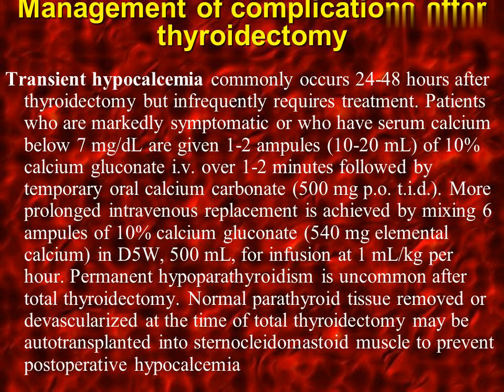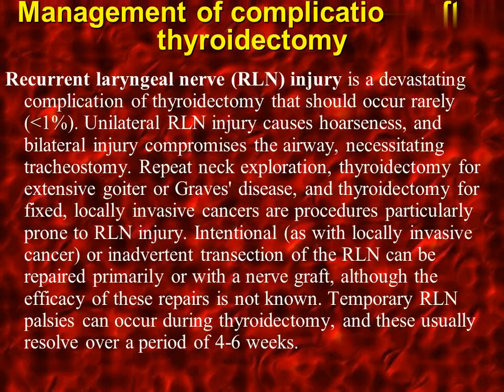Permanent hypoparathyroidism is uncommon after total thyroidectomy. Normal parathyroid tissue removed or devascularized at the time of total thyroidectomy may be autotransplanted into sternocleidomastoid muscle to prevent postoperative hypocalcemia. Management of complications after thyroidectomy.